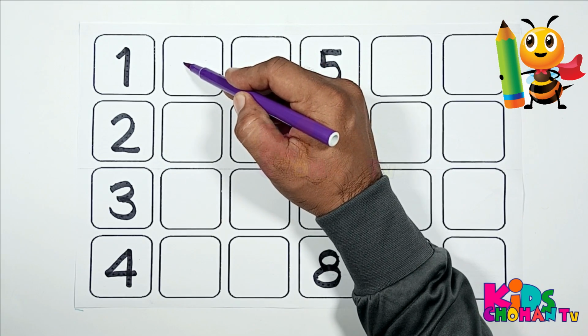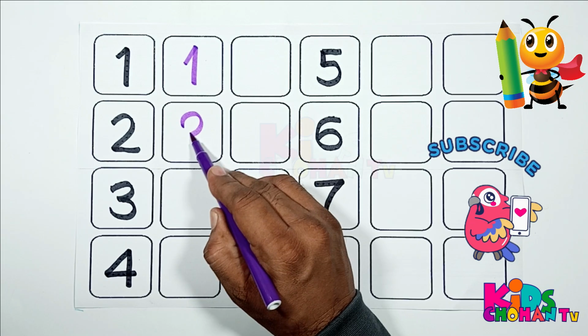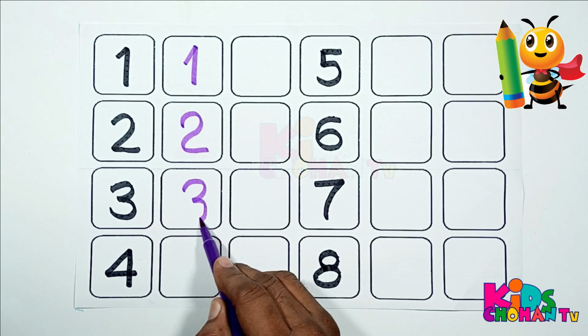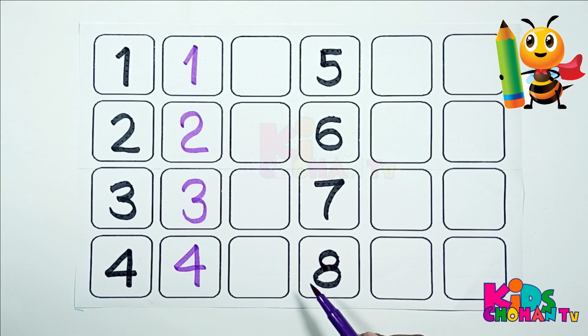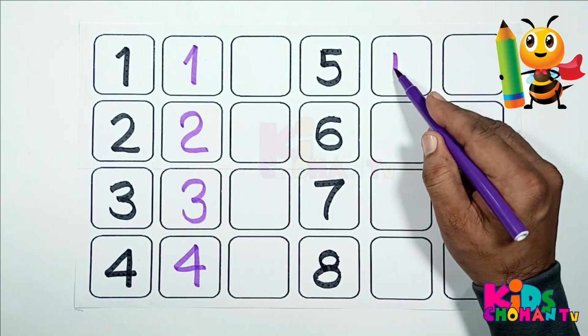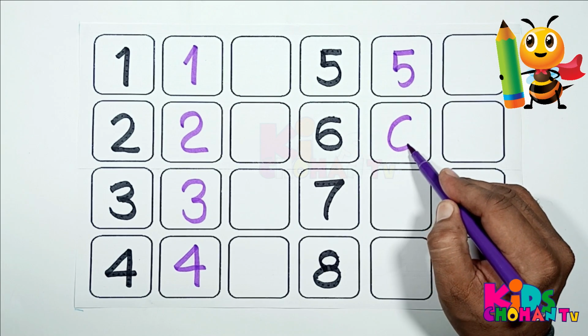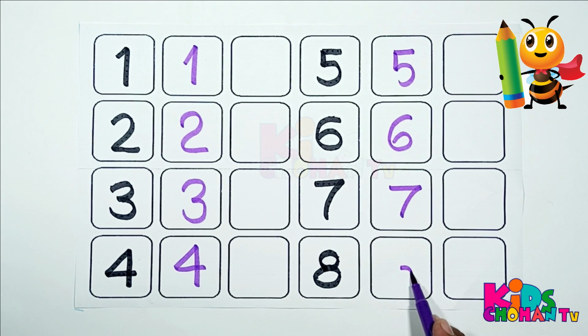Kids, now write with me 1, 2, 3, and this is number 4, 5, number 6, 7, 8.